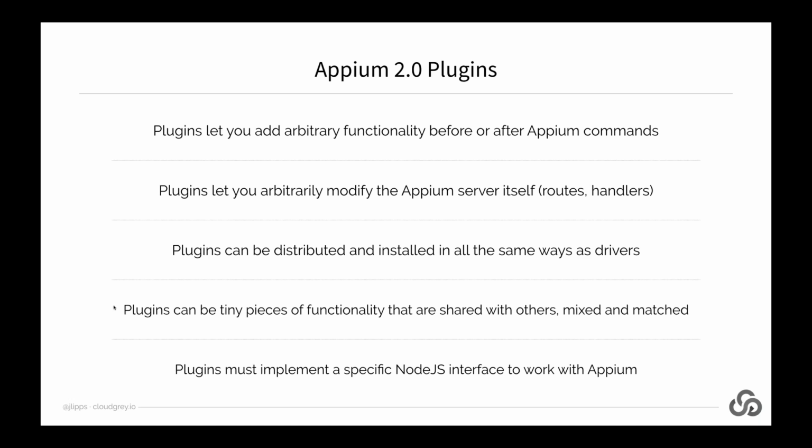As I mentioned before, plugins will be distributable and installable in all the same ways as drivers are. So if you have it up on GitHub, anybody will be able to install it. Or if you have it up on NPM, anybody will be able to install it. So basically, you can think about plugins as tiny pieces of functionality, which can be small or large, but they can be shared with others, and you can mix and match them with a variety of other plugins. So you can choose which plugins are active at any given point in time in your Appium install.